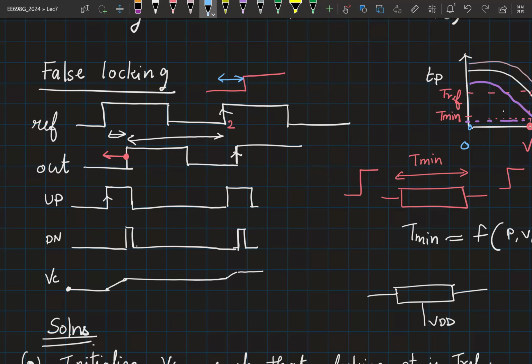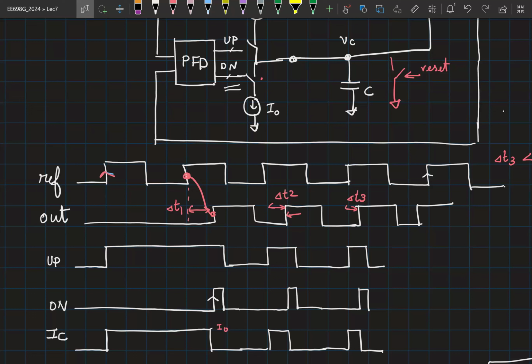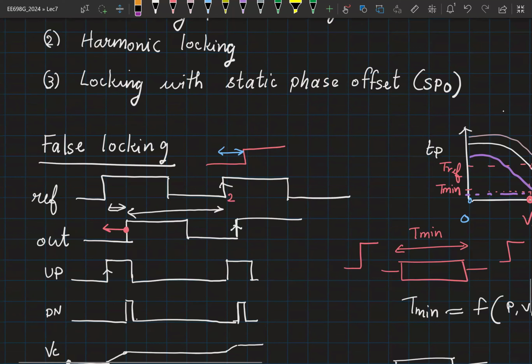We have to ignore this only when the delay is less than TREF. So let's assume that the delay was greater than TREF and I ignored this edge. That would mean that my up is going high here. It is still going, therefore VC is still going to increase. Right? Just that the rate at which it is locking might be a little different. But we are still in the right direction. So does it make sense that we need to ignore the first edge of reference? Now, how do we do that?